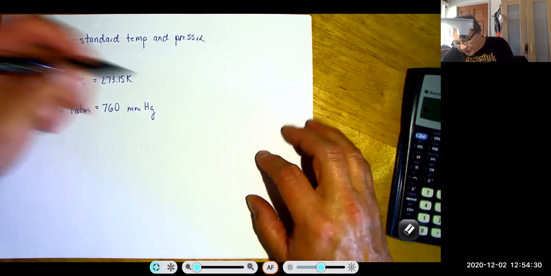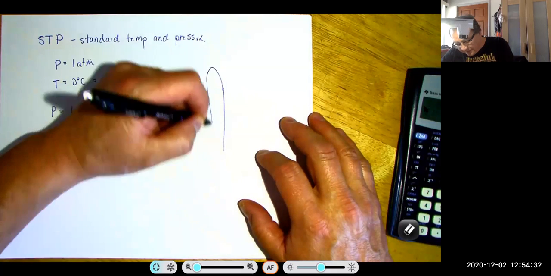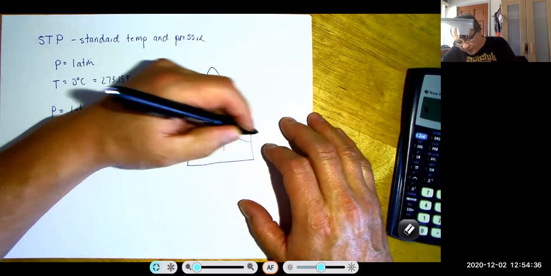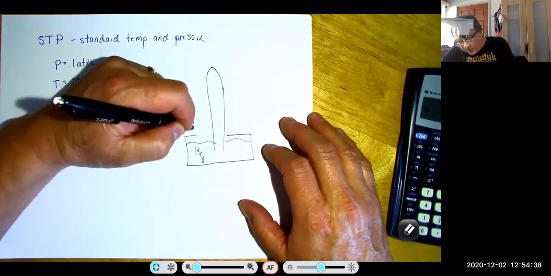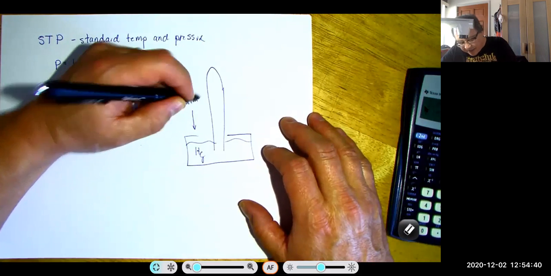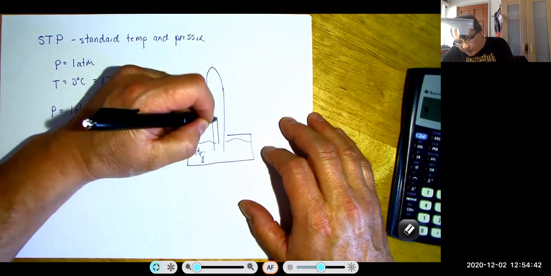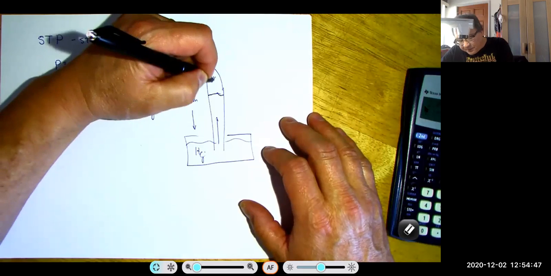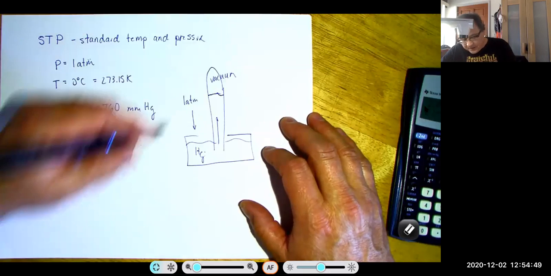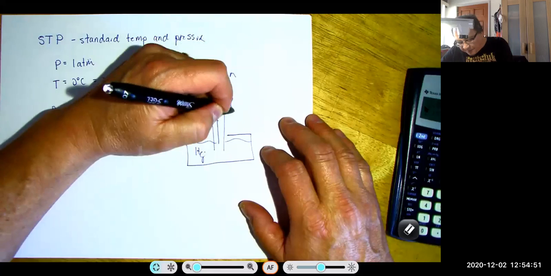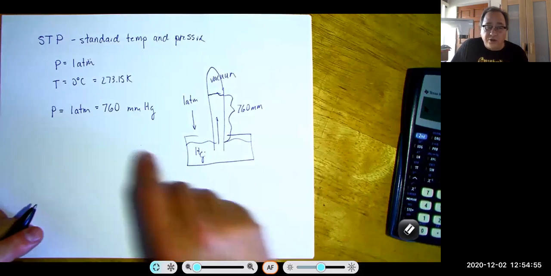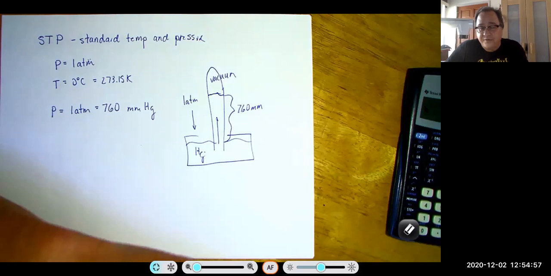And that is because if you have a container of mercury and you have 1 atmosphere pressing down on that container of mercury, the mercury will be pressed up the container. And this here is a vacuum up here, no gas. The mercury will be pushed up 760 millimeters. And that's where the origin of 760 millimeters comes from.